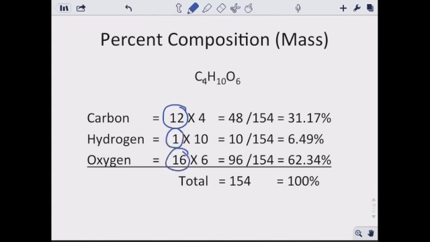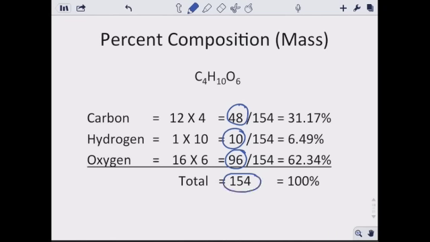And what we do is we multiply them by how many are in the formula. So we have carbon, which we have 4. Hydrogen, we have 10. Oxygen, we have 6. We get their total masses. So in this formula, the mass of carbon is 48. The mass of hydrogen is 10. The mass of oxygen is 96, for a total mass of the whole thing, which is the molar mass, of 154.